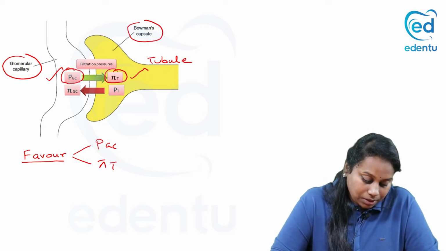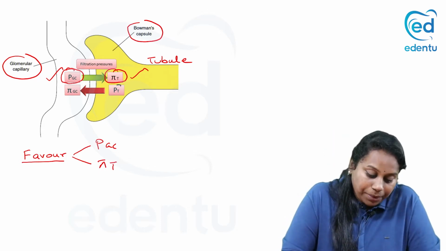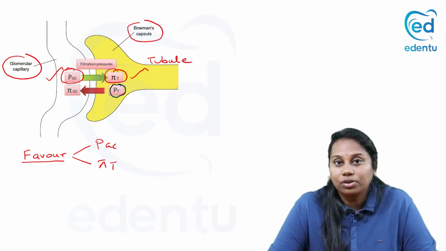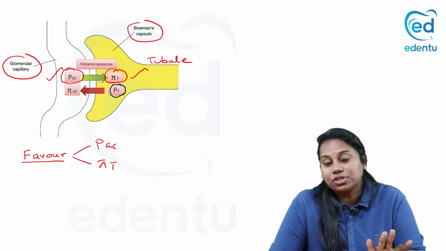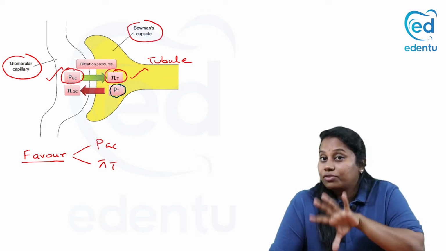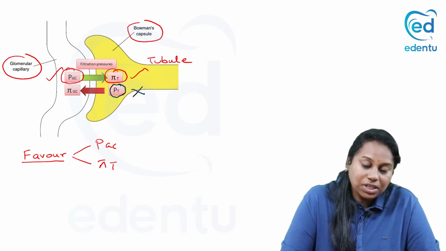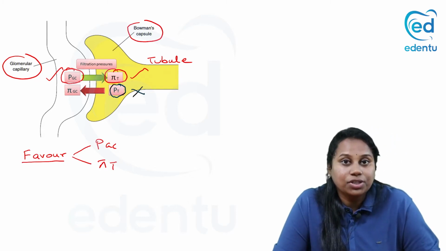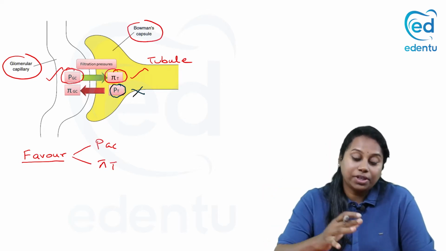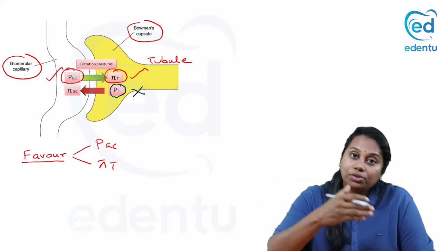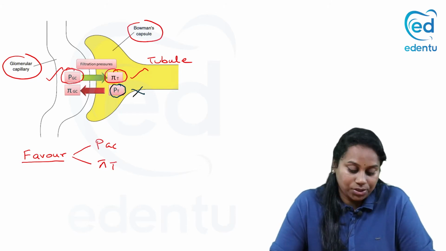Now let's learn the forces which will oppose filtration. Look at PT, hydrostatic pressure on the tubular side. So hydrostatic pressure is a, yes, pushing force. So what will it do? It will push the filtration from the tubule into the glomerular capillary side, thereby opposing filtration. See, normal direction of filtration is from the capillary into the tubule, but this PT is going to push the filtration from the tubule into the glomerular capillary in the opposite direction. So that is why it is opposing your filtration.